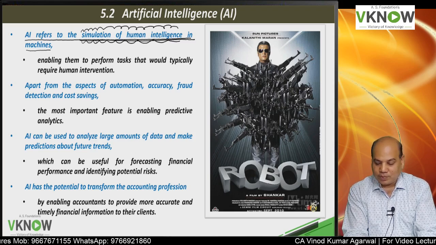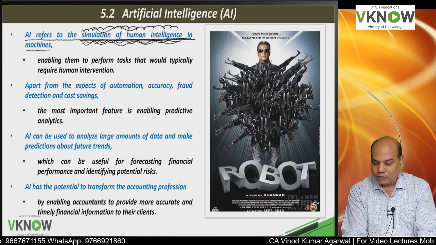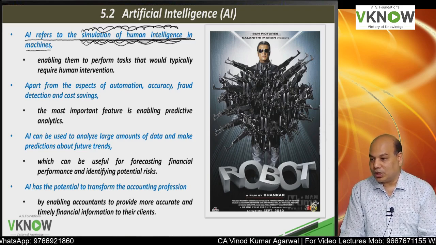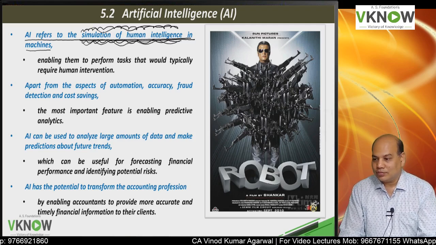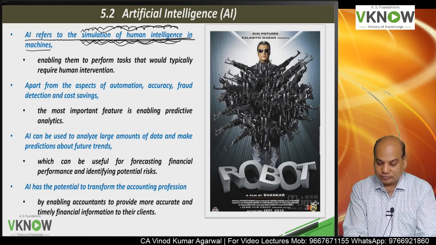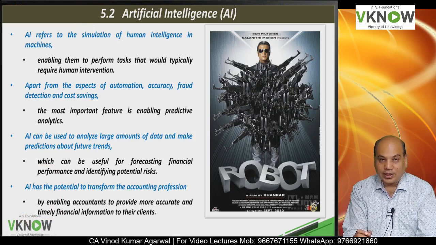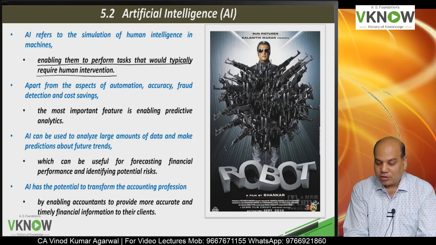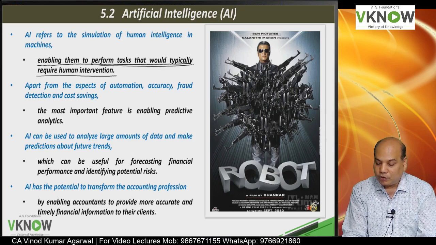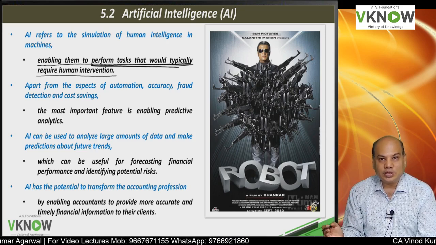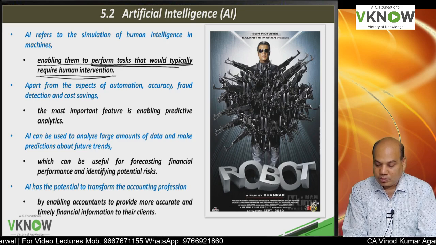Face recognition, if you use an Apple mobile phone or other latest mobile phones, they have that face recognition feature, which is a form of artificial intelligence. The machine recognizes the owner. Okay. Just like a dog recognizes the owner, now the machine recognizes the owner. So artificial intelligence refers to simulation of human intelligence in machines, enabling them to perform tasks that would typically require human intervention. So usually they can perform such tasks which we used to believe only human beings can do, but now that can be done by machines also.